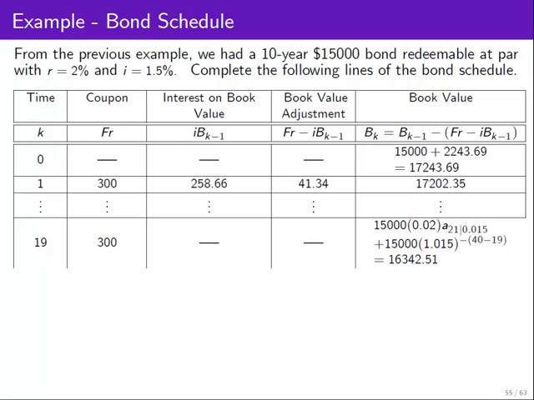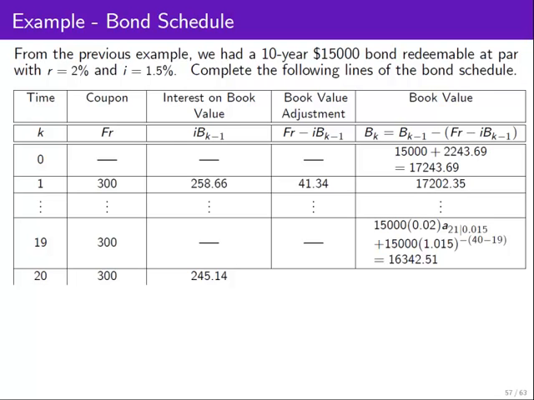So in this case, since 19 coupons have already been paid out, there's 21 coupons remaining, because it was a 10-year bond and the coupons were paid quarterly. So now we can just calculate the purchase price as if there are 21 coupons yet to be paid, and you get $16,342.51. Now using this information, we can calculate the line after the 20th coupon payment is made.